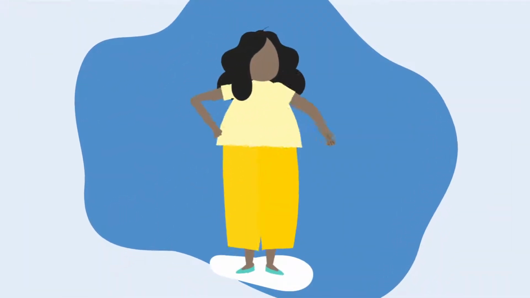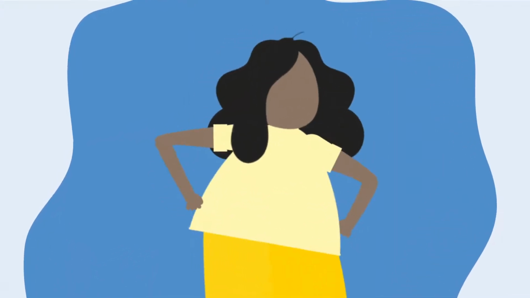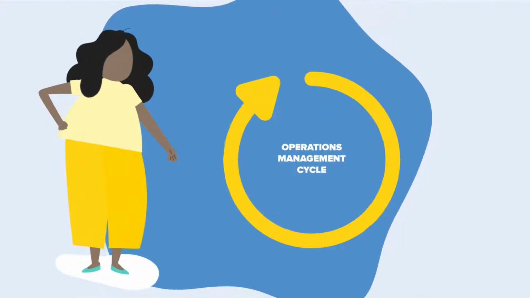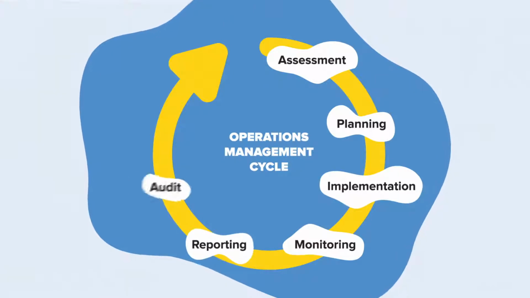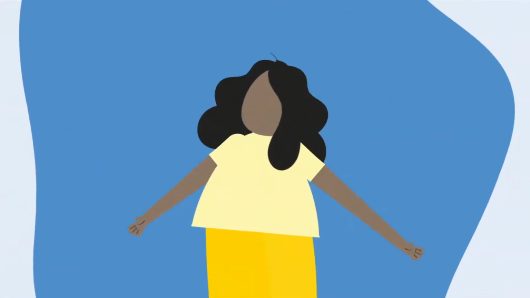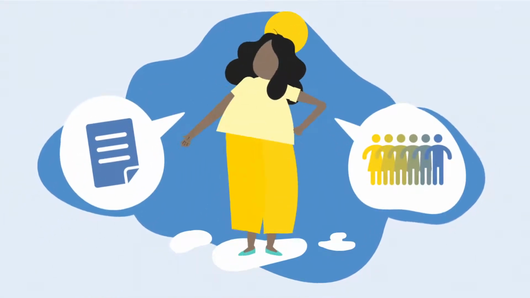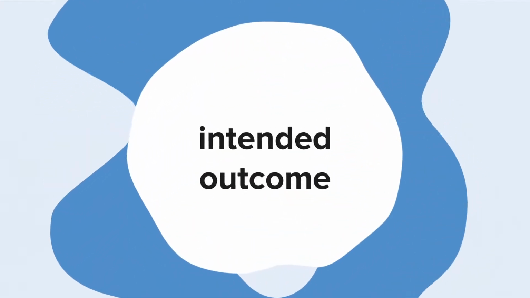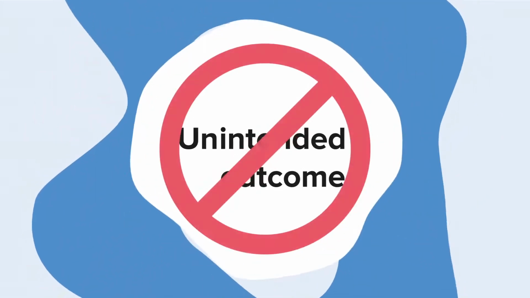Hello! Let's take a closer look at how to mainstream gender-based violence risk mitigation into the planning phase of the operations management cycle, also known as the program cycle. During the video, you will identify the key planning documents to mainstream GBV risk mitigation during the planning phase. Consider how to apply gender-sensitive planning components to program planning processes, and reflect on GBV risk mitigation as an intended outcome instead of an unintended outcome of a program.